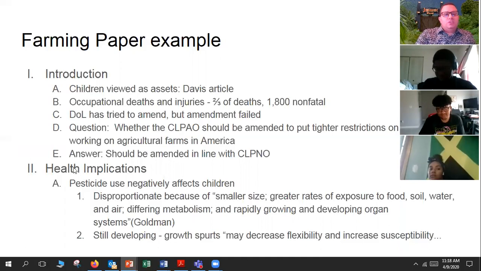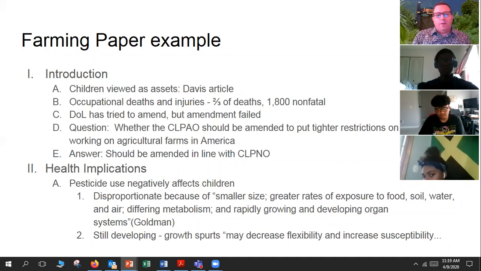Okay, and then they went into their reasons, and their first lens that they went into was the health lens. They talked about how the pesticides that are used on these farms have negative effects on kids, and how it's very disproportionate, because when they're working on these farms, they're working in close proximity to things that are treated with these pesticides. They are exposed to it in their food, in their soil, in the water, and in the air, and that has led to a different metabolism rate for these children, and their organ systems are developing differently.